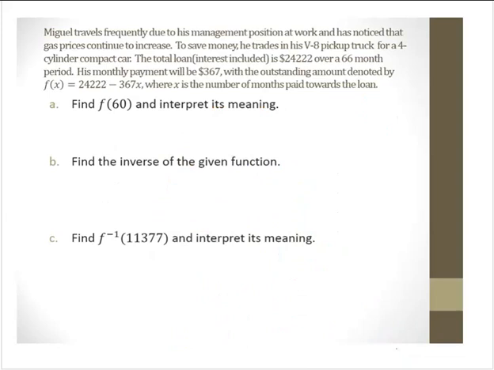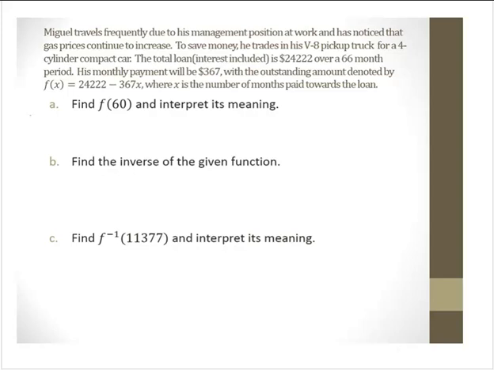And we'll finish the section with an application. Miguel travels frequently due to his management position at work, and has noticed that gas prices continue to increase. To save money, he trades in his V8 pickup truck for a 4-cylinder compact car. The total loan, interest included, is $24,222 over a 66-month period. His monthly payment will be $367, with the outstanding amount denoted by f of x equals 24,222 minus 367x, where x is the number of months paid towards the loan. Find f of 60 and interpret its meaning.